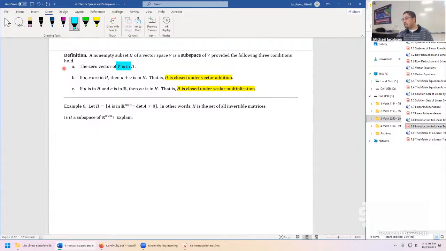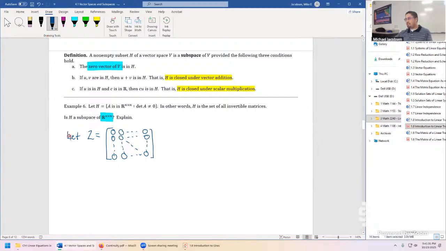You take the zero vector of V. Let me highlight that better. V in this problem is R n by n, so we'll start by saying let Z be an n by n matrix, so it looks like this. For it to be the zero vector, that just means all the entries in this n by n matrix are zero.